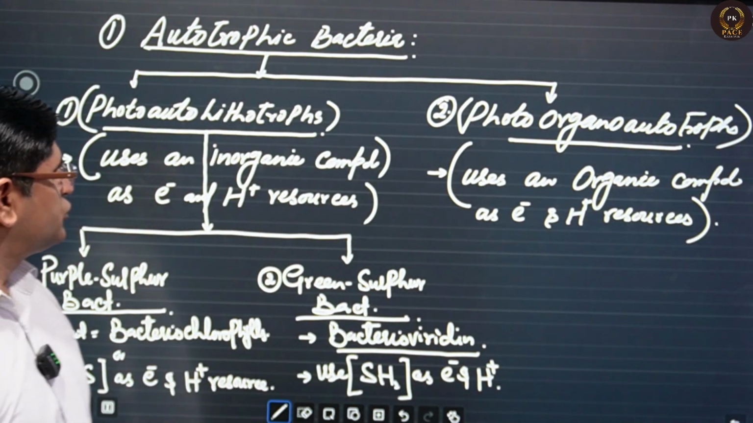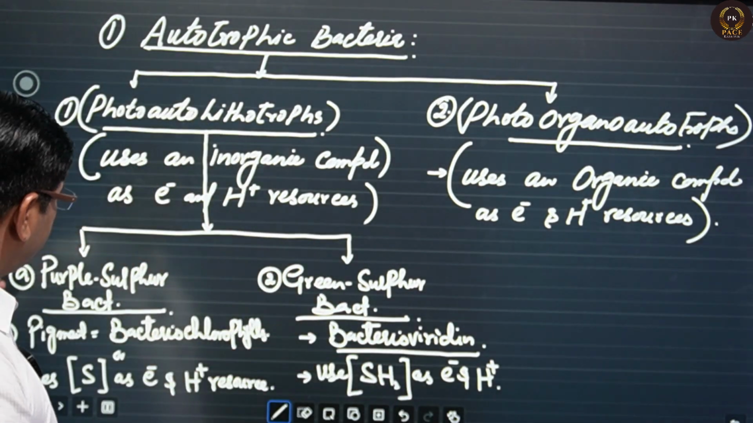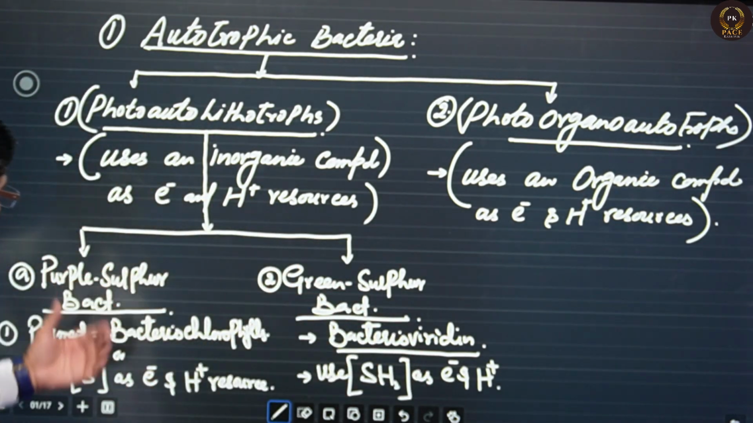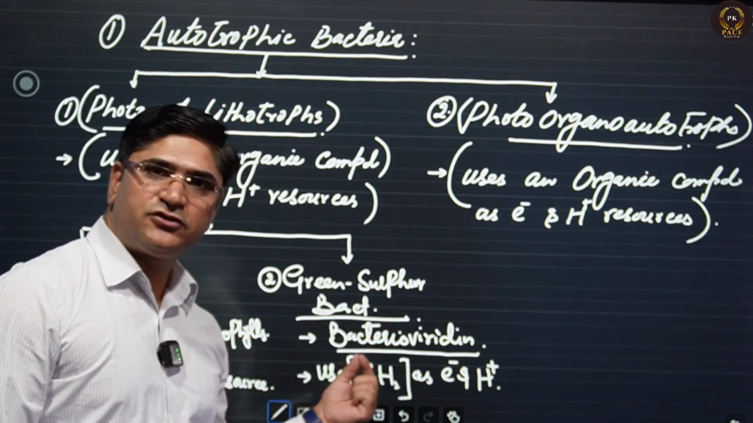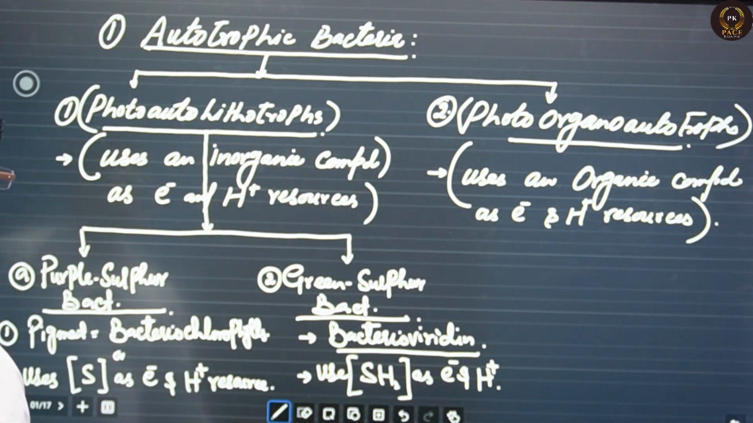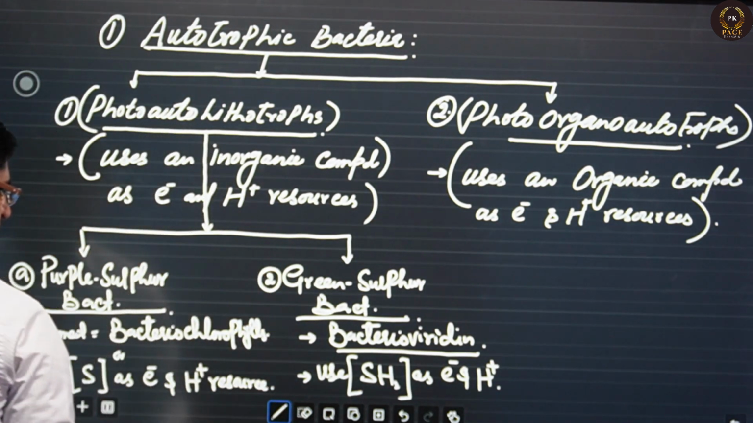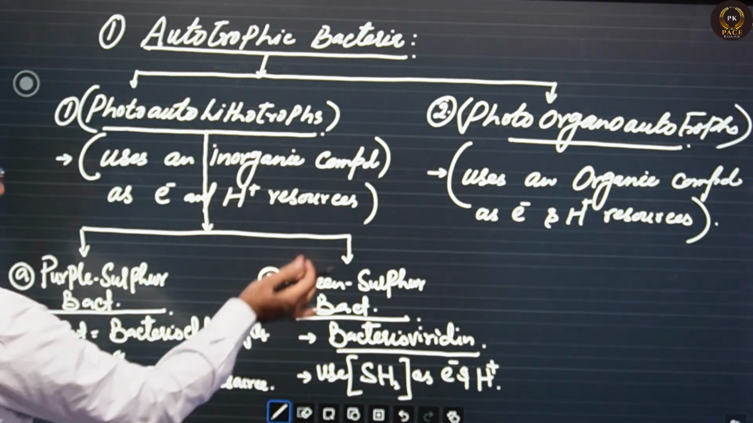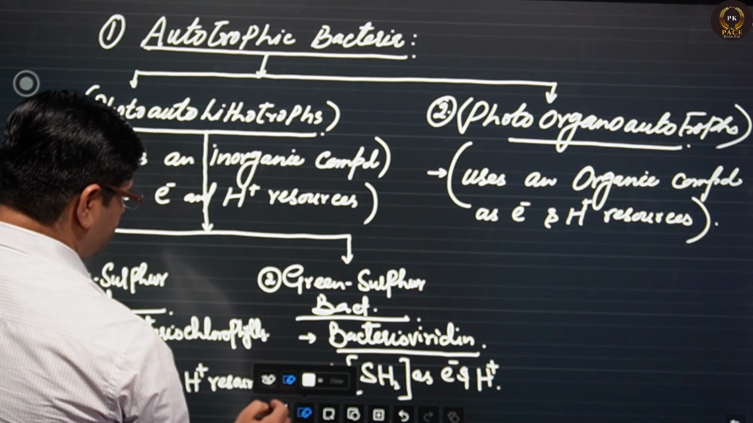So those are the two points you have to remember to differentiate between the purple sulfur bacteria and green sulfur bacteria. Okay, remember there is a difference between the pigment, there is a difference between the electron proton resources they use. Remember this. Now similarly, I'll give the example of purple sulfur bacteria and green sulfur bacteria. Fine. So let me give you the example.